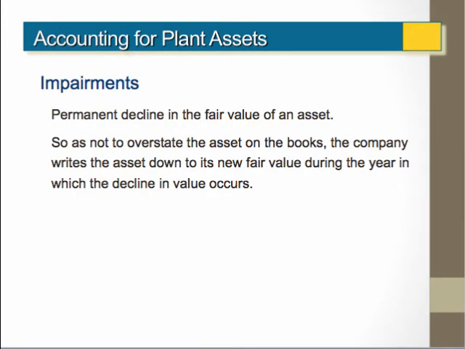Another issue that comes up with plant assets is what happens when a plant asset decreases in fair value. In the event that it is permanently decreased, we need to make an adjusting journal entry to reduce the value of the asset down to what it is in the real world. So, we need to make an adjusting journal entry to reduce the cost to fair value and recognize that it has been impaired.